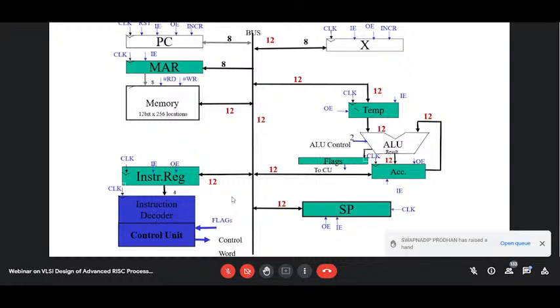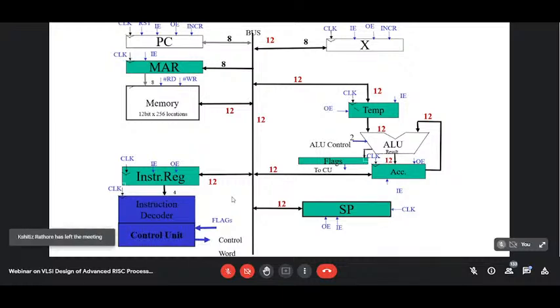So it is bidirectional. The contents of PC can go out, or PC can be changed for jump instructions. Let's say jump to F2. That F2 will go to PC. So PC is bidirectional. It will have IE and OE both.